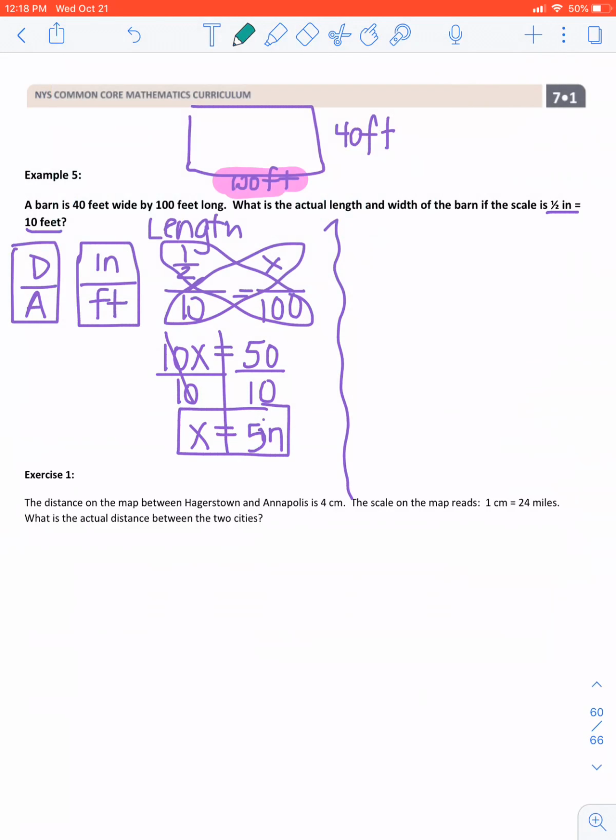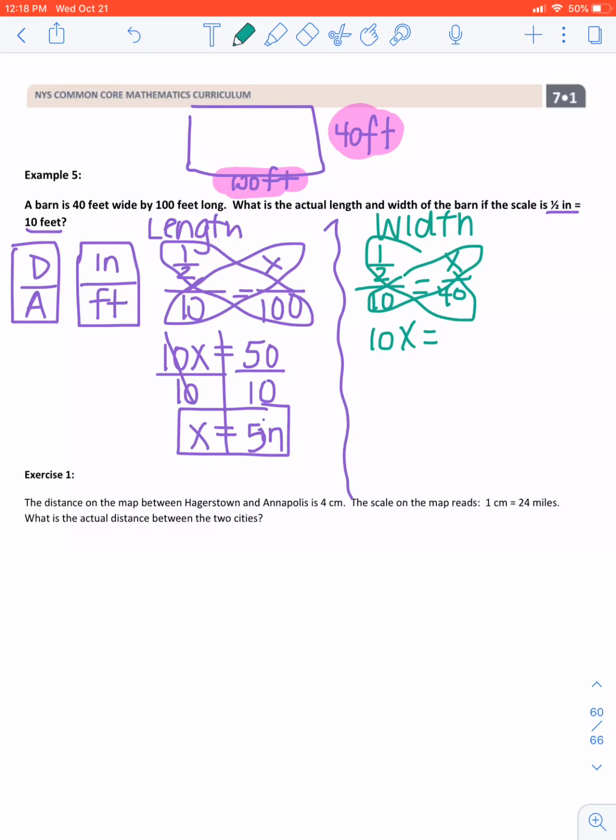All right, so let's talk about the width. Same scale, 1/2 over 10 equals. Now, this time the width is 40 feet. So the feet goes on the bottom, x goes on top. So 10 times x is 10x. 1/2 times 40 is 20.